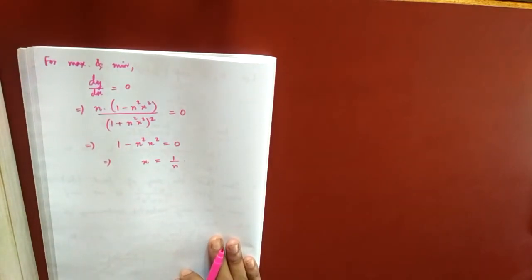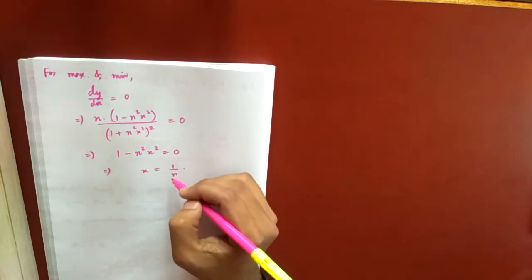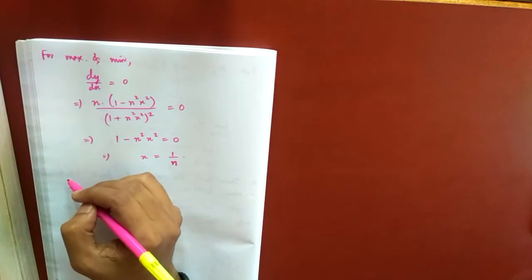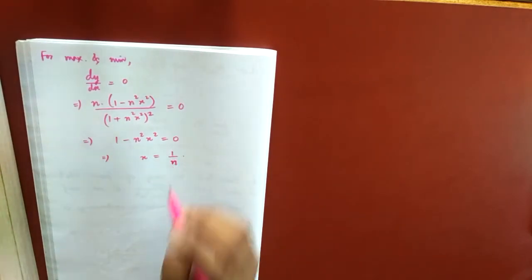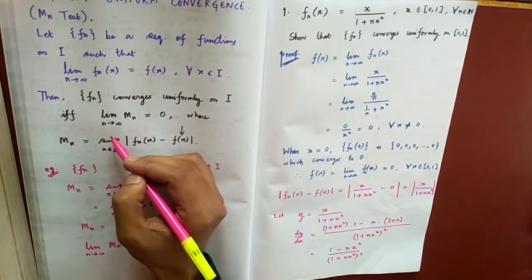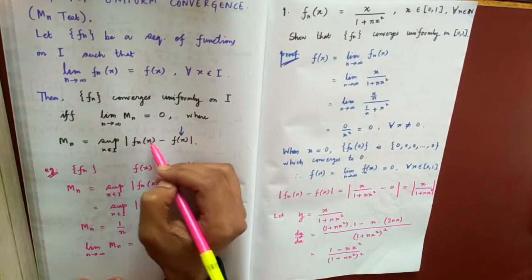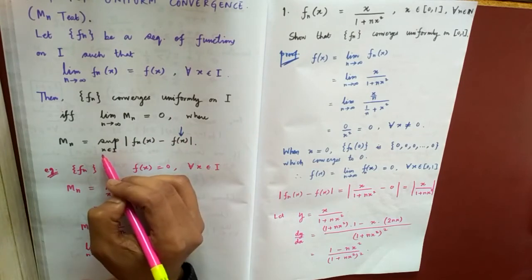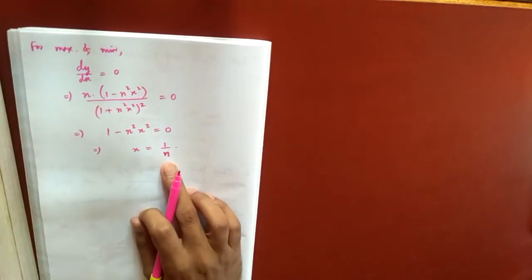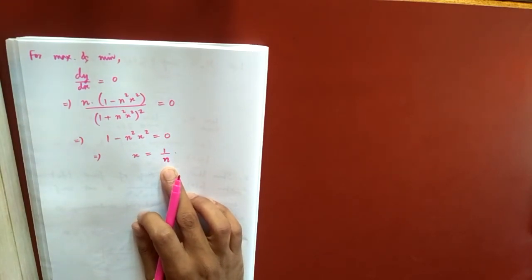Did you get my point? Now my point is this number, what I said: I'll find the maximum for all those x where x belongs to the interval. So my claim is this number will belong to any interval containing 0.